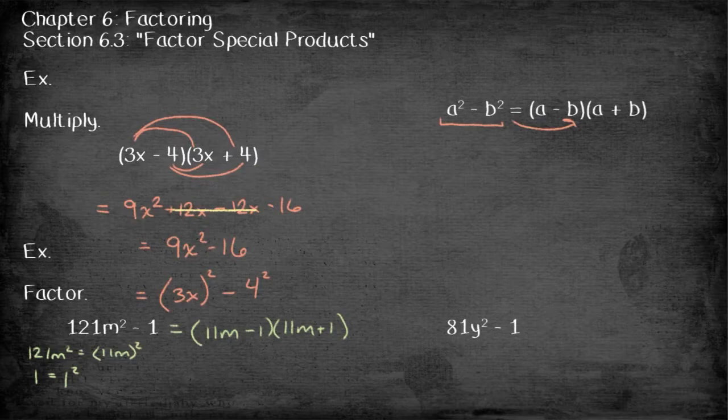Let's go on to the next one. 81y squared, that's equal to (9y) squared. And 1 is equal to 1 squared. So this is 9y minus 1 times 9y plus 1. And that's really it for difference of squares. There's also a difference of cubes and sum of cubes, but the sum of squares doesn't generally factor.